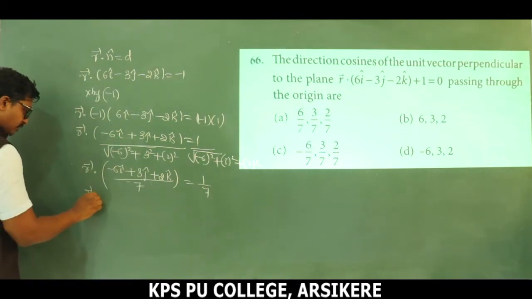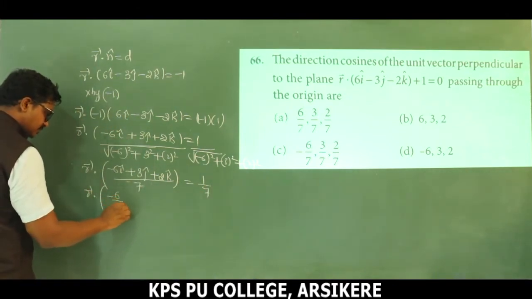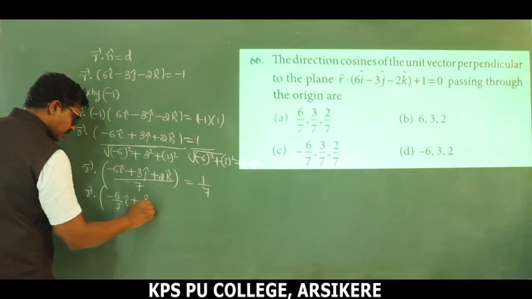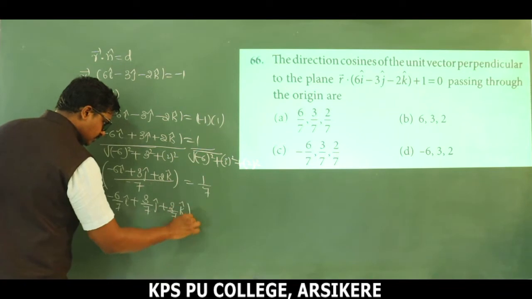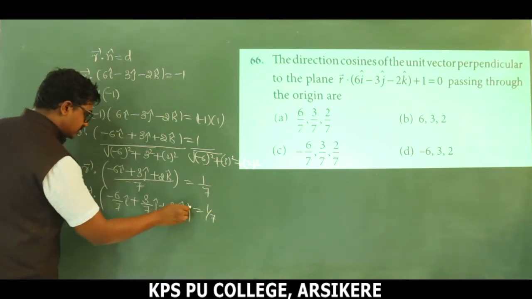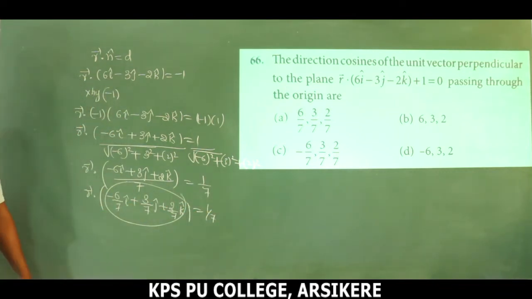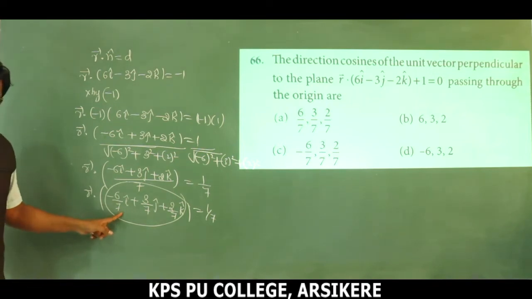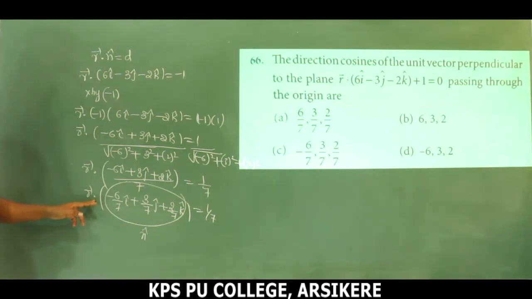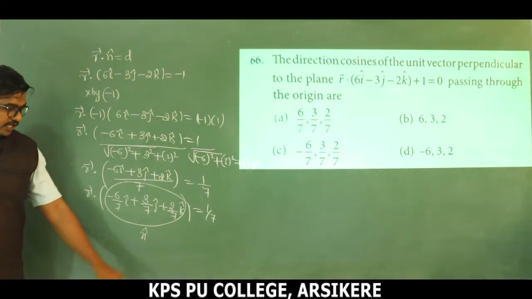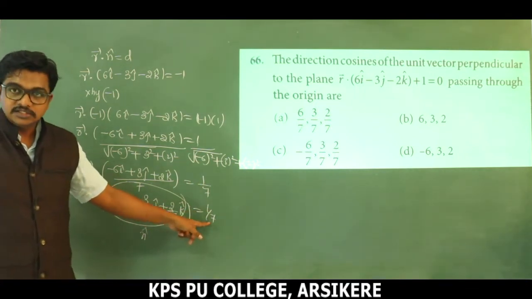Vector r dot, this can be written as minus 6/7 into i cap plus 3/7 into j cap plus 2/7 into k cap. This is 1/7. So these are the unit normal vector n cap. This reduces as vector r dot n cap is equal to d. So 1/7 is the distance of the plane from the origin.